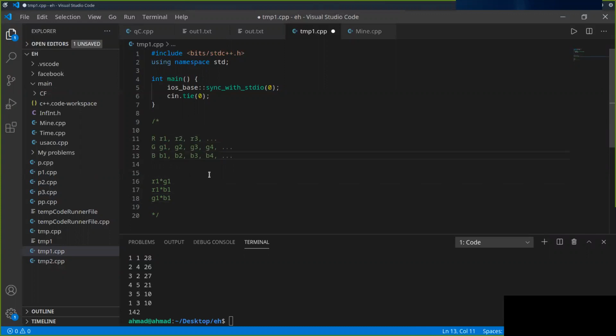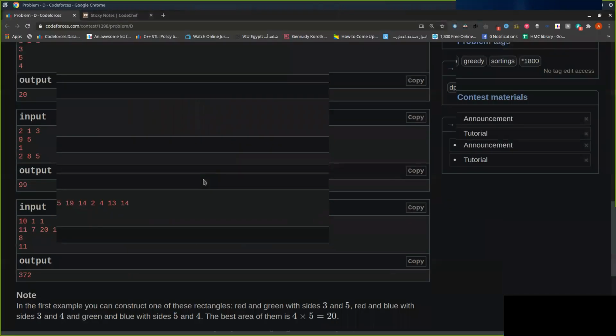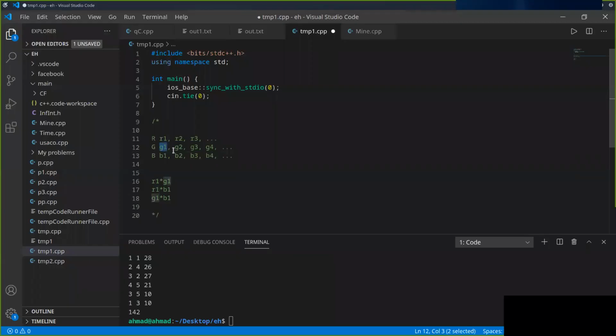And in the problem, we could also forget about any element. So there are many possibilities now. That suggests we can take it a step further and sort R1, G1, B1, and then take the largest of those as the product.